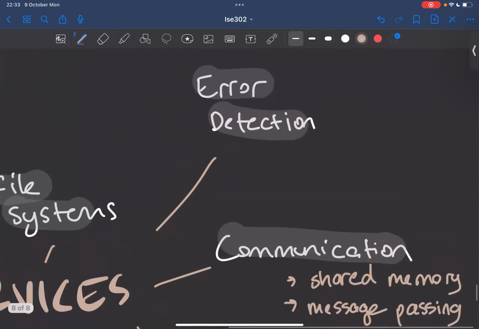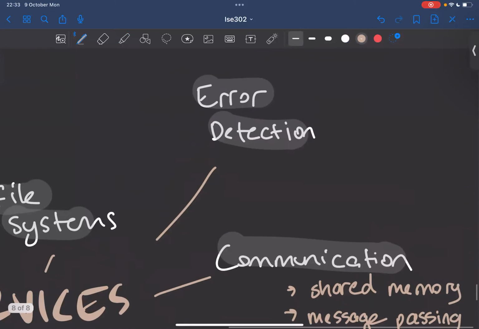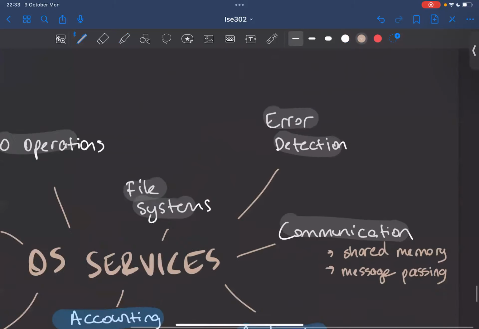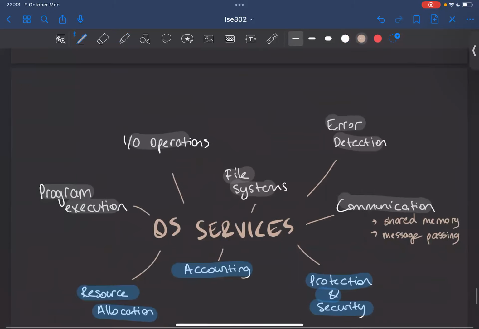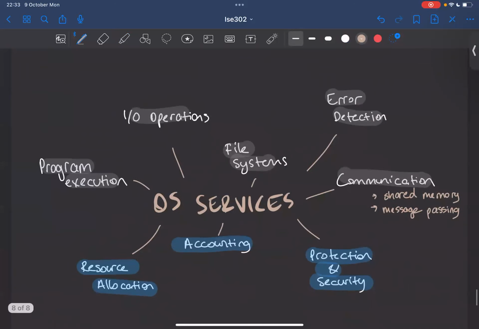As the last one, it serves to detect errors. The operating system checks for errors in the computer's hardware, like the CPU and memory, as well as in devices and user programs. So these were user-oriented operating system services.